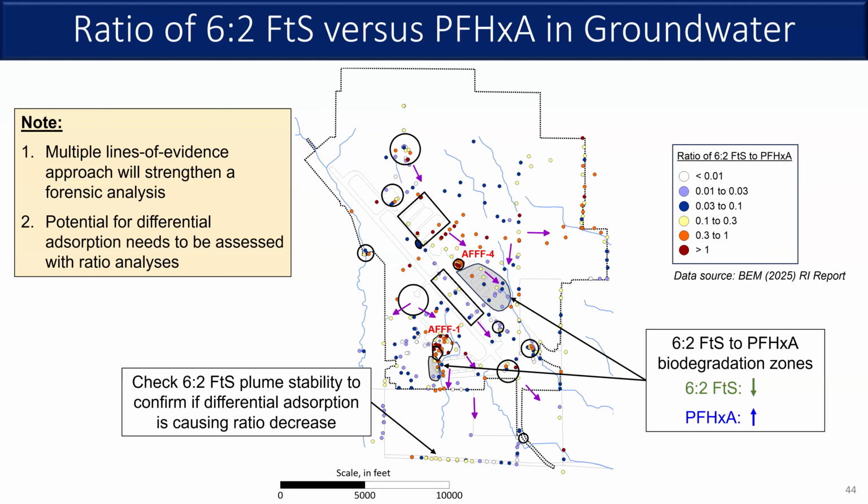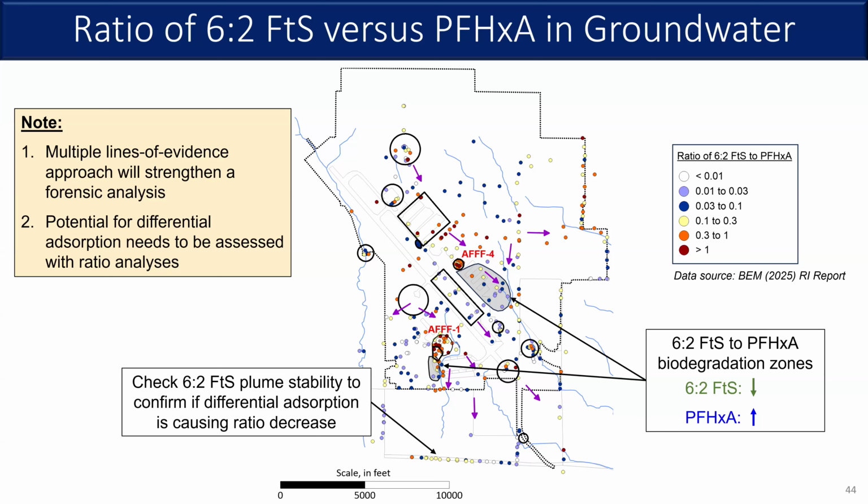And when I look at the concentrations of each compound, I see the precursor getting smaller. I actually see increases in the daughter product, PFHxA. So I know that this is close enough to AFFF-4 that differential absorption doesn't apply in that part of the plume. So that's an area where we know from this ratio that biodegradation is occurring. And same with AFFF-1, the gray zone shown near the middle of the figure. That's also where the north part of that gray zone is where oxygen had been injected. And that's why we're seeing oranges changing to yellows and blues.